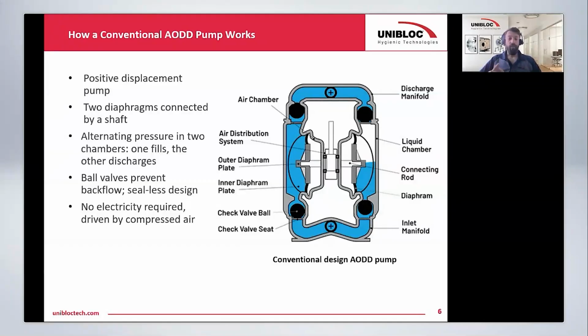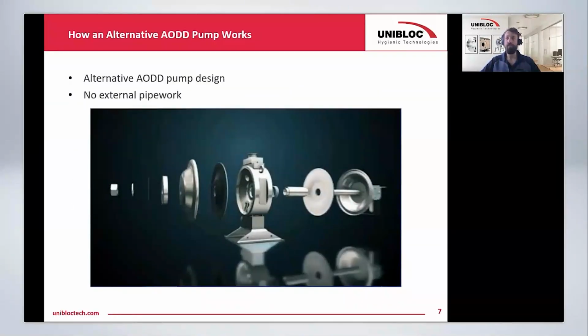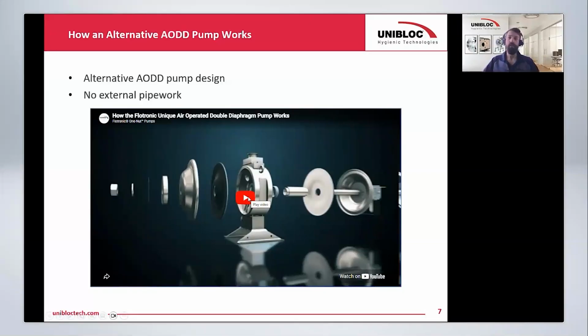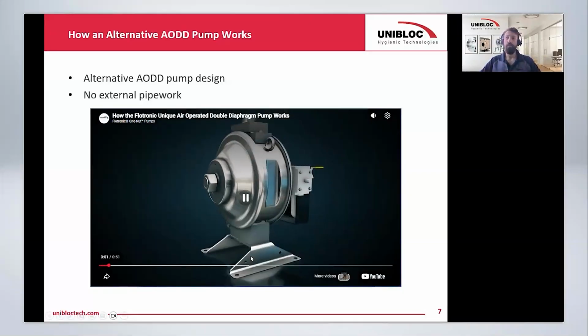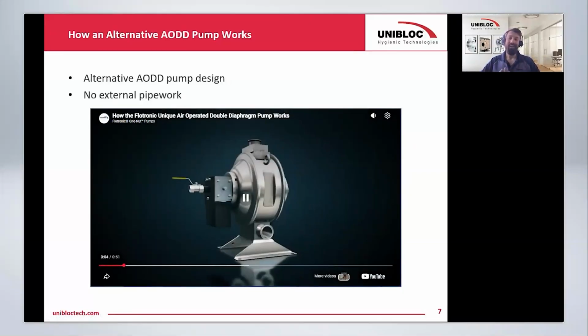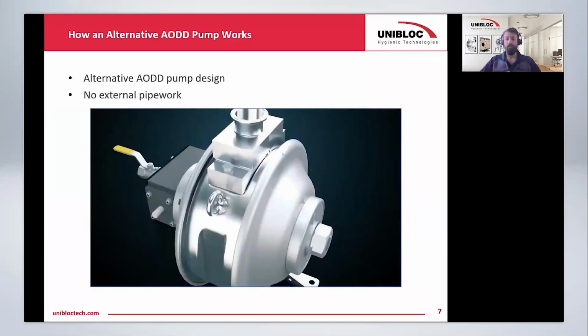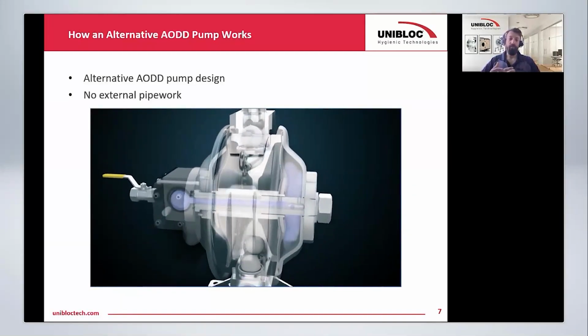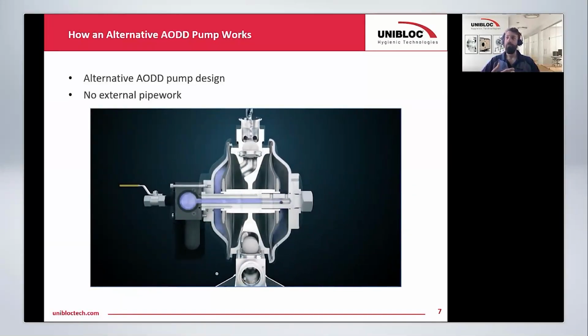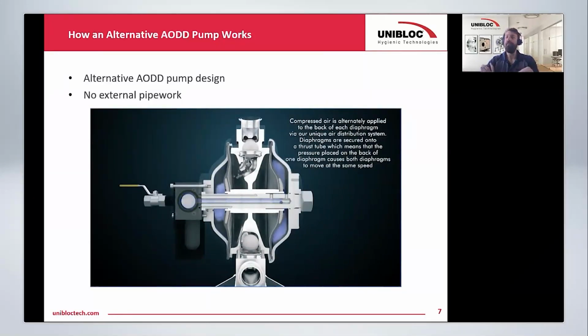That was all the conventional style AODD. There are some alternative styles as well, and the operation is exactly the same. It's two diaphragms, and there's an air side that is pressurizing one side then the other. The main difference is that the product goes through the center of the pump and the air is on the outside. Visually, it obviously looks a lot different, and we'll get a little bit more into some of those benefits later in the presentation. But visually, it is a very different pump, but operating principles are all exactly the same.